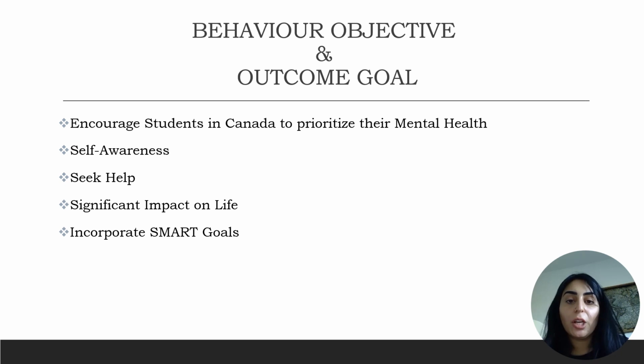Okay, so the behavioral objective and the outcome goal here is to encourage post-secondary students in Canada to prioritize their mental health. They need to self-reflect and practice self-awareness in order to recognize that their mental health is at an all-time low. That's step one to getting the help that is required, because poor mental health can have a significant impact on anyone's life, specifically a student who is working full time and in school full time. So they need to incorporate SMART goals as to how they're able to manage that.